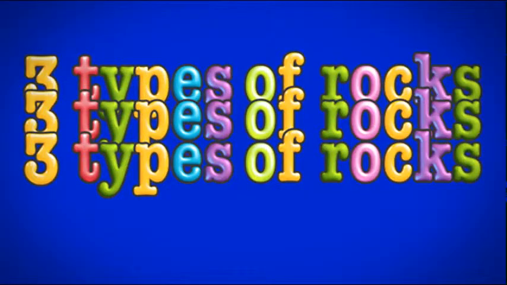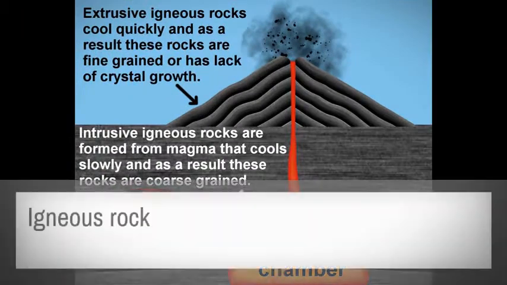This video will discuss the three types of rocks in the rock cycle and connections, as well as examples. The three types of rocks consist of igneous, sedimentary, and metamorphic. First are igneous rocks. Igneous rocks are formed through magma solidifying in rock.